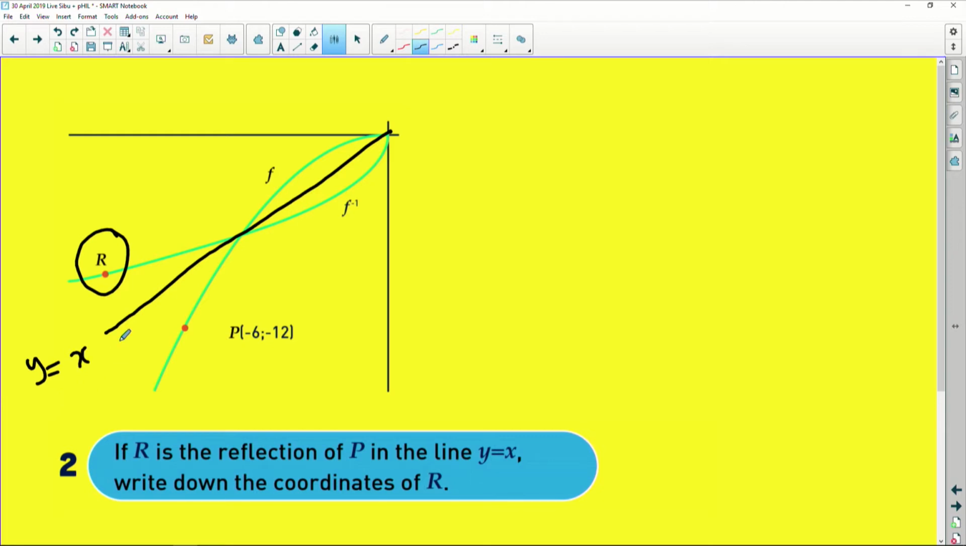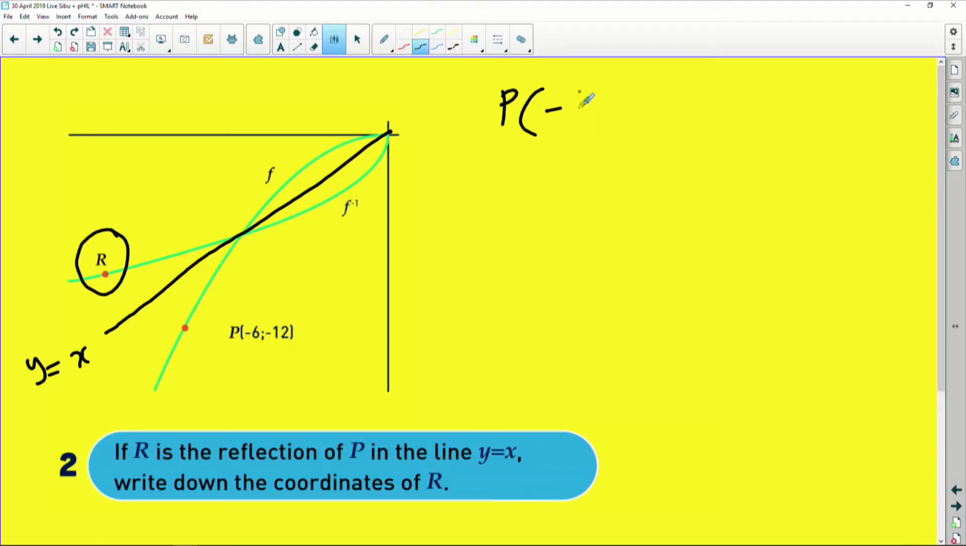So it's important for you to understand this. When you've got a particular point on the original graph, the inverse will just be the same point, just swapped around. Just switch everything. What is x becomes y, and what is y becomes x. So let's go and see what the coordinates of r are. If p, which is a point on the graph of f of x, is (-6, -12), then the coordinates of r will just be (-12, -6). A very easy question indeed.